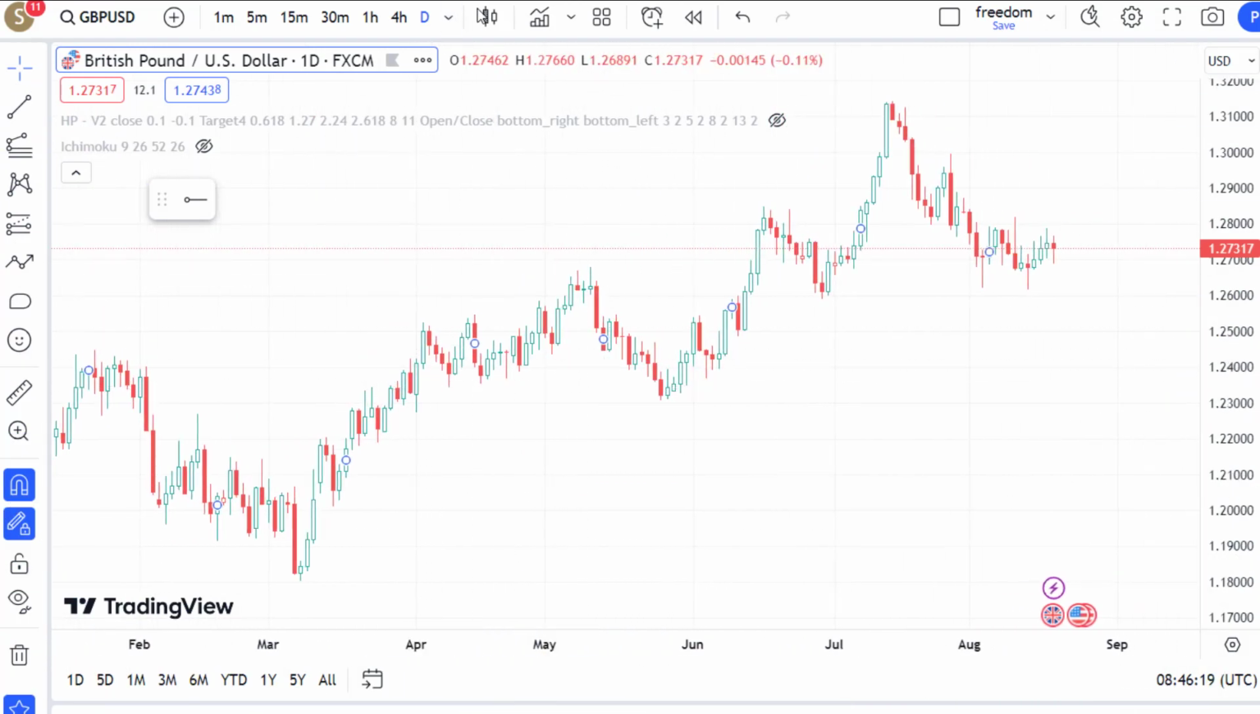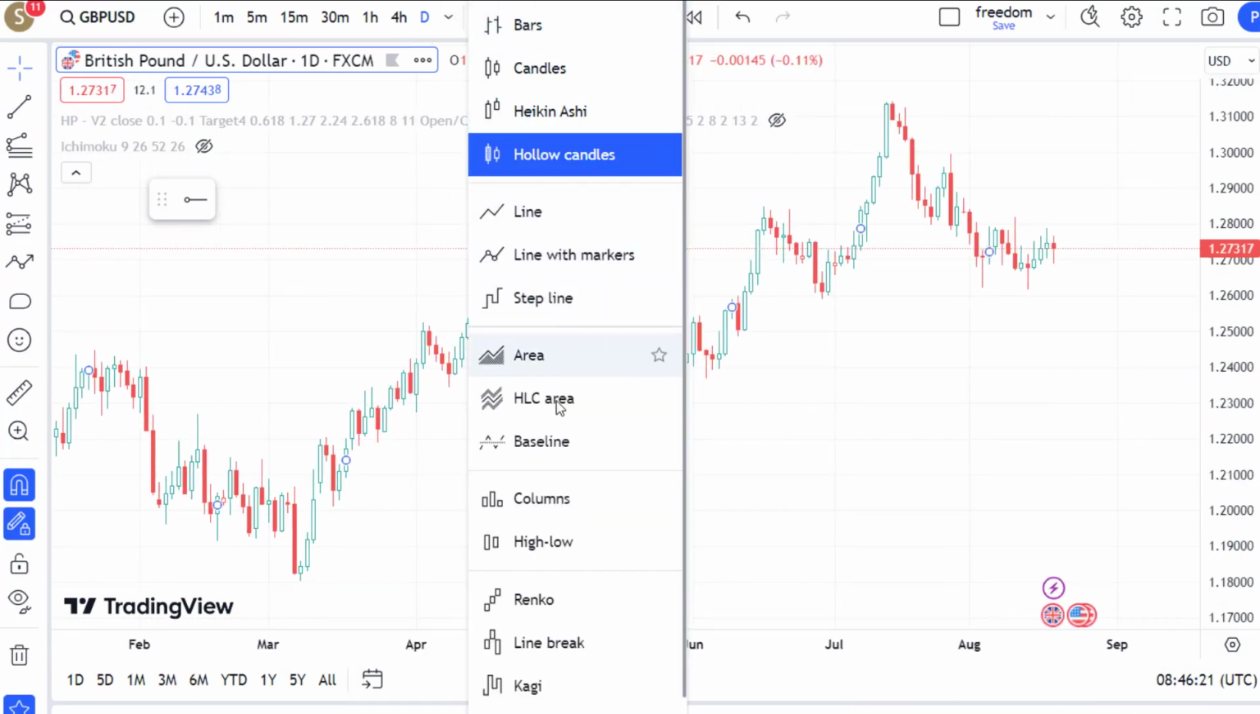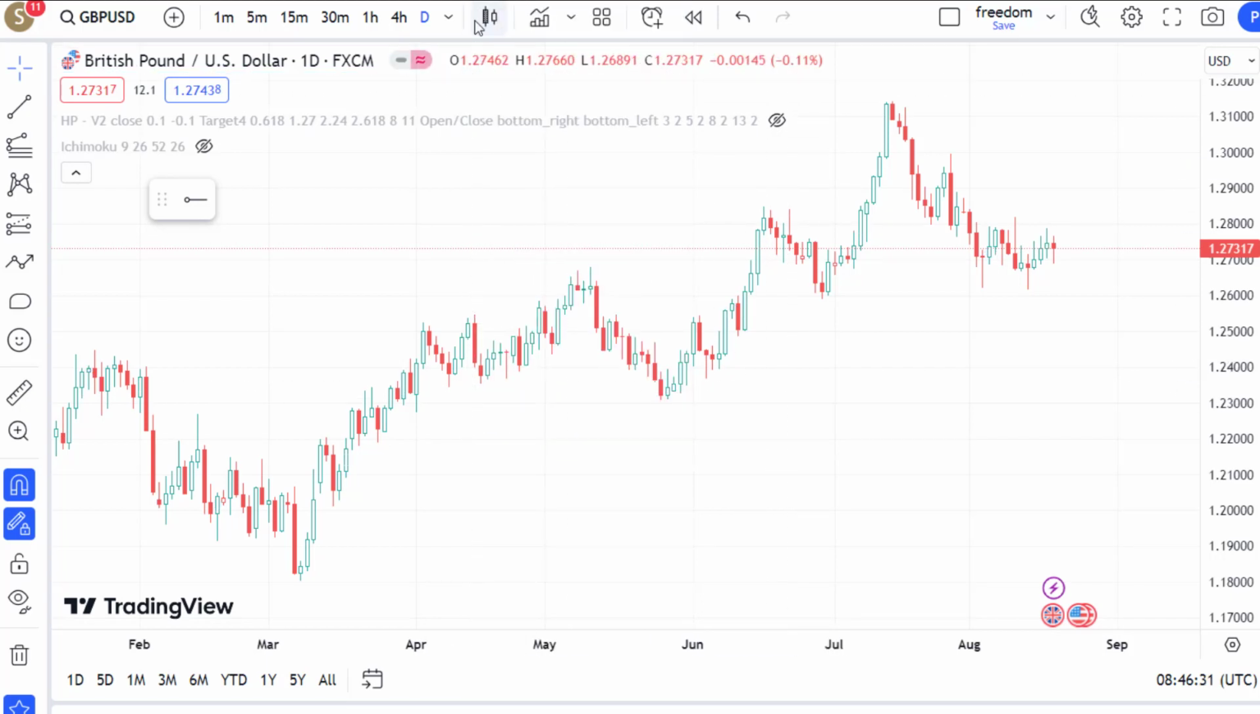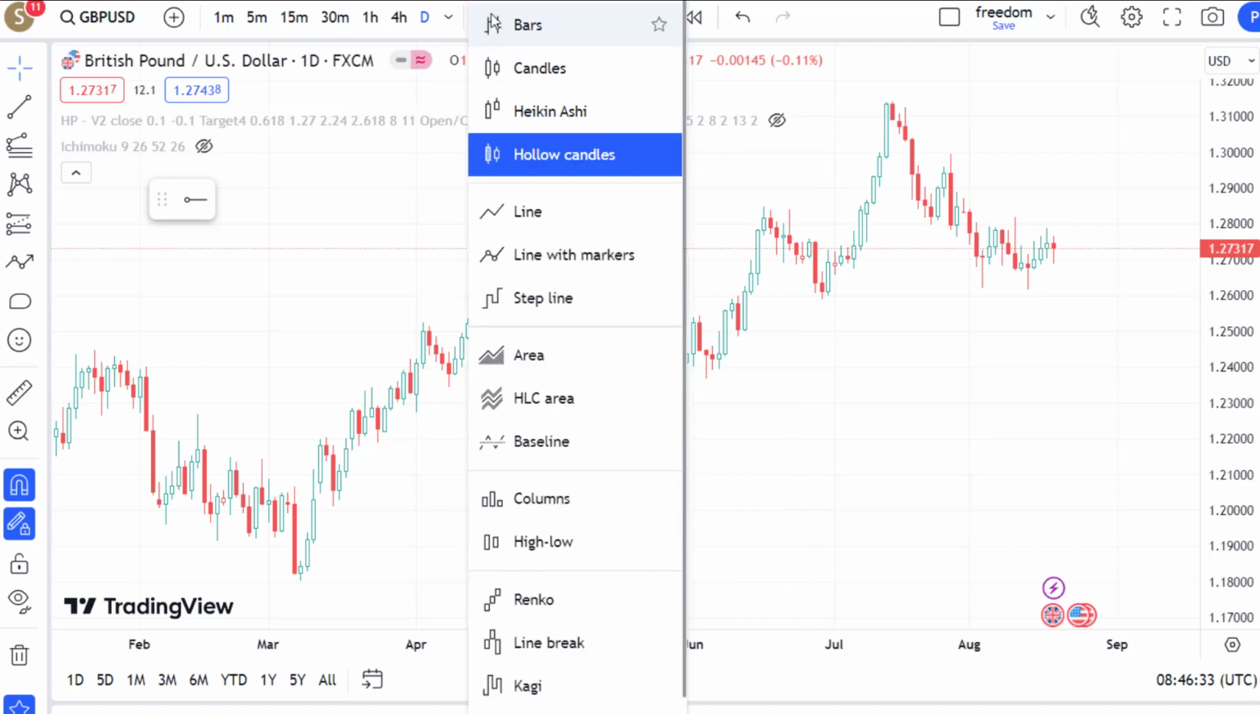In Forex trading, various types of charts or diagrams are used to visually represent price movements and analyze market trends. These charts provide valuable insights into historical price data, allowing traders to make informed decisions. Here are some of the most common types of charts used in Forex trading.